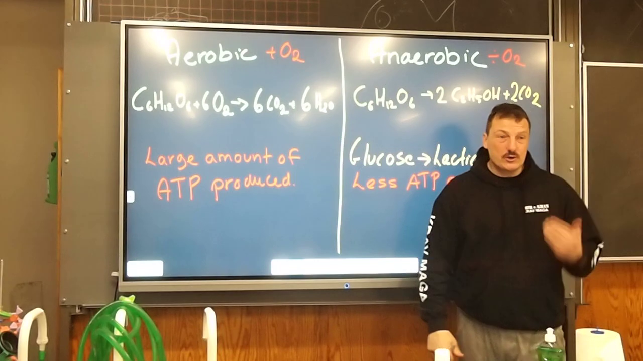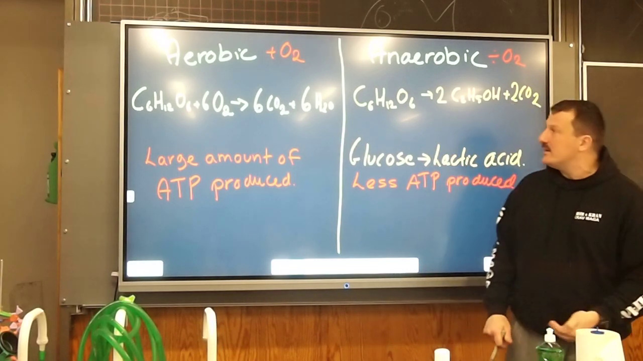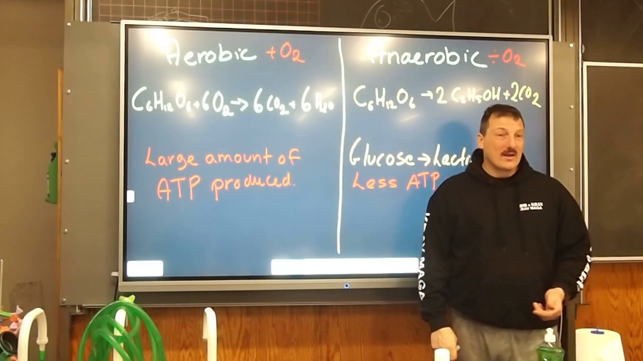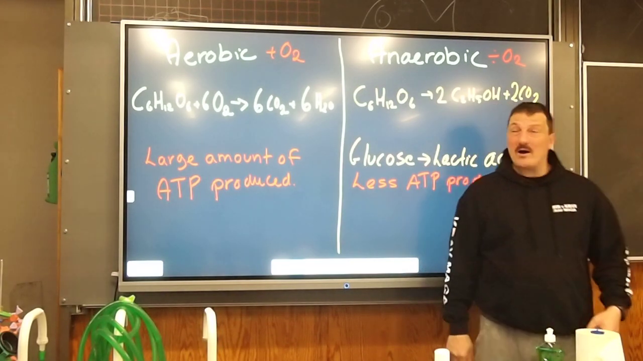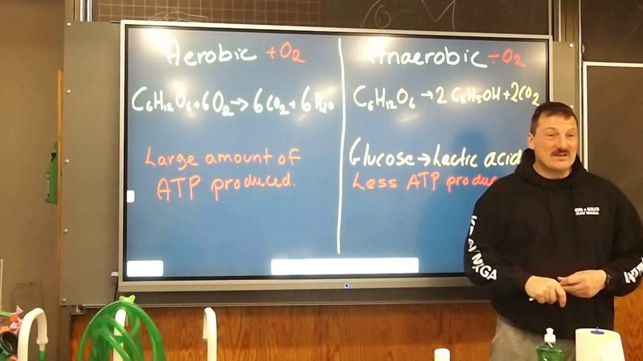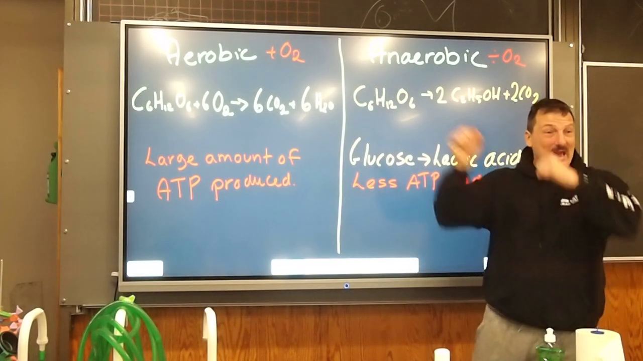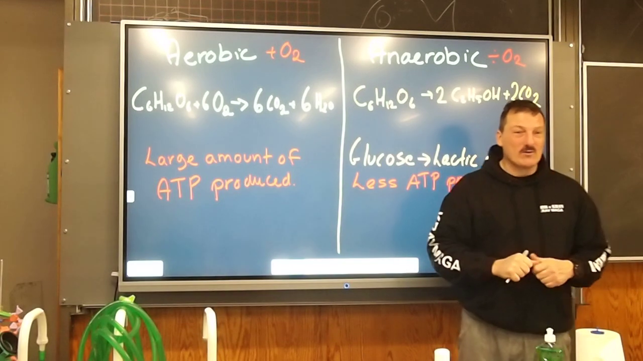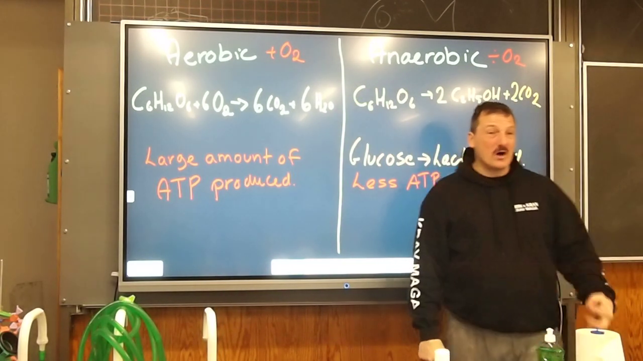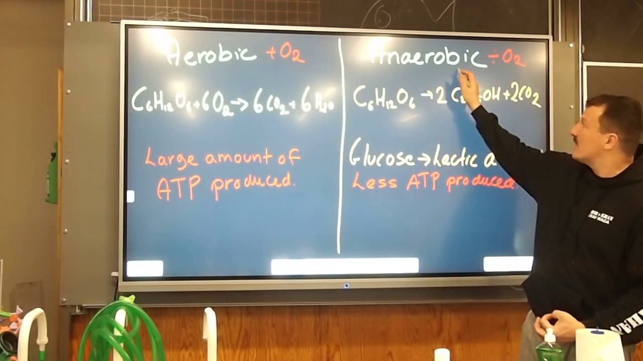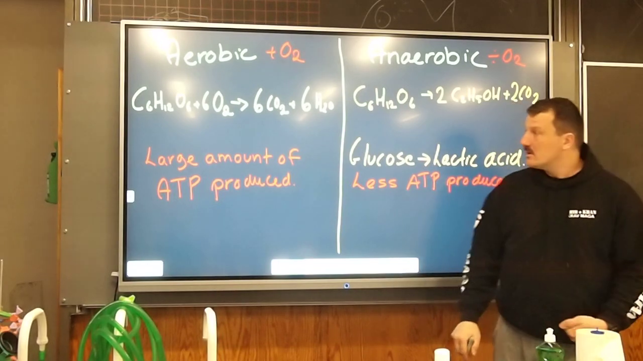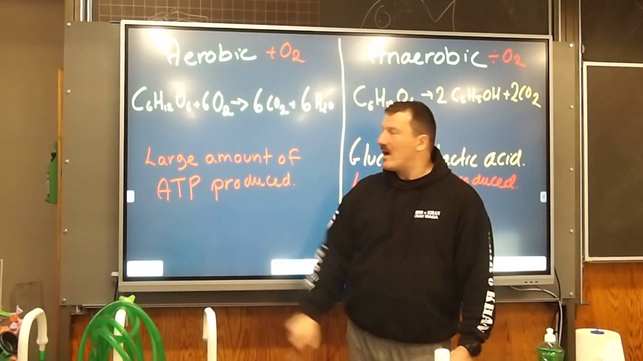So there are two ways of making ATP, aerobic and anaerobic. Has anybody ever heard about aerobic exercise? Maybe your mother had these old tapes where they were dancing around in front of the camera. Aerobic just means with oxygen. Anaerobic means without oxygen. This is what you're doing right now.